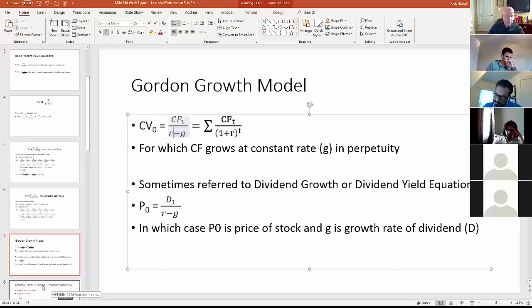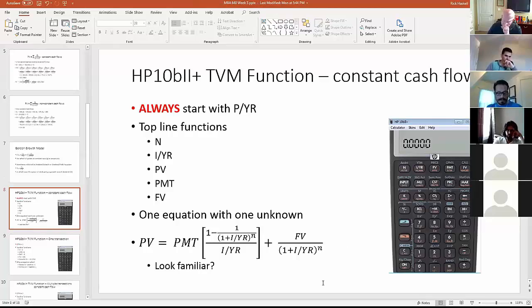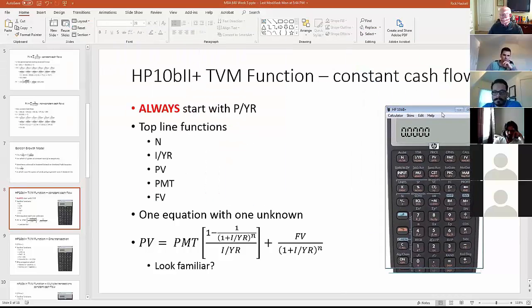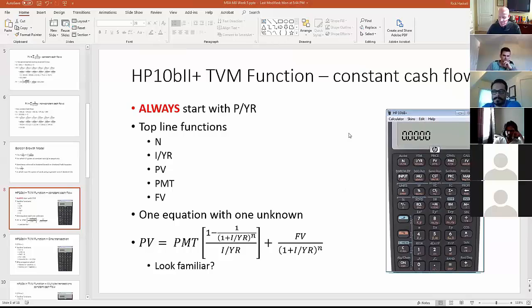So let's take a look now at the HP calculator. I'm going to be using my HP calculator, but I'm also going to use the electronic version of it from time to time. So I'm just going to overlap this here. And I think it might actually even stay. We'll see. So I've got this live calculator skin.